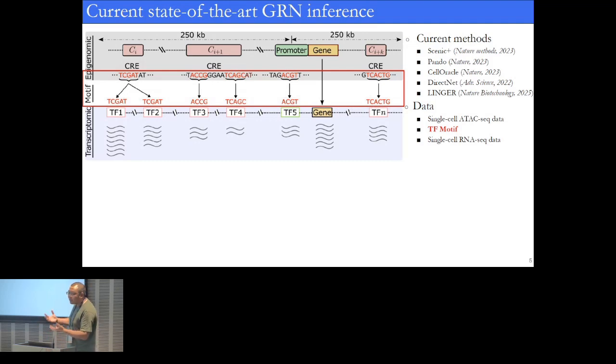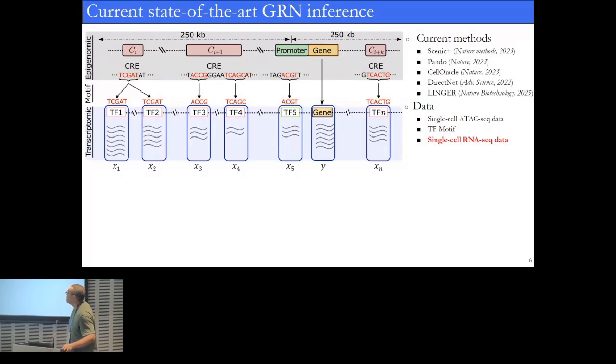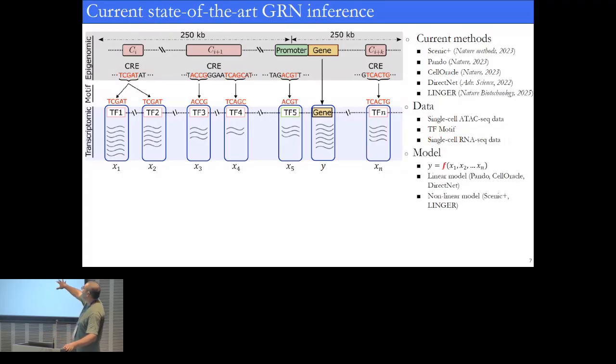But we all know that motif matching does not necessarily mean actual binding there. We need additional information. So on top of that, we have the gene expression data. We know the expression of the target gene, and we know the expression of all the transcription factors. If we use Y to represent the expression of the target gene, and X1 to Xn to represent the expression of all the transcription factors, then all those state-of-the-art methods are basically trying to find a model, a function between Y and X1 to Xn.